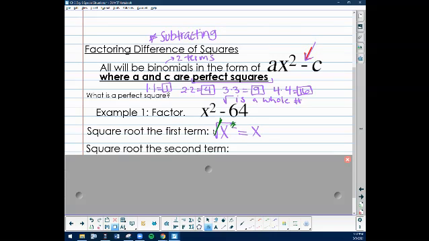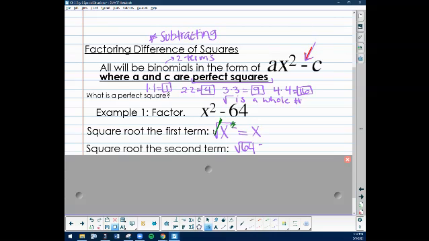Okay, so whenever you see x squared, y squared, p squared, m squared, the square root of that is just going to get rid of that exponent. Then square root the second term, the square root of 64. We're going to ignore that negative because we'll take care of it at the end.